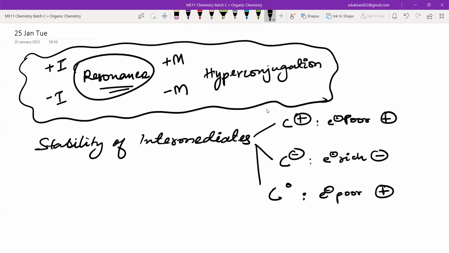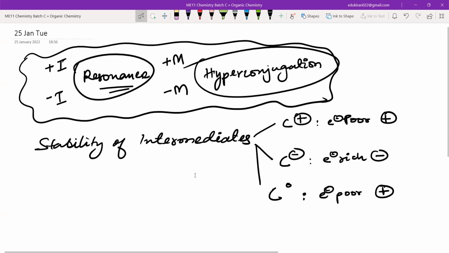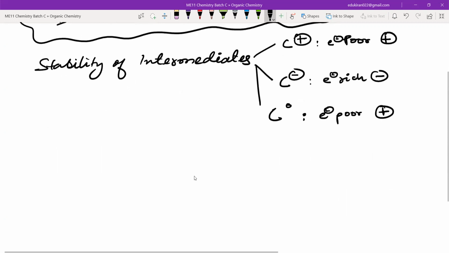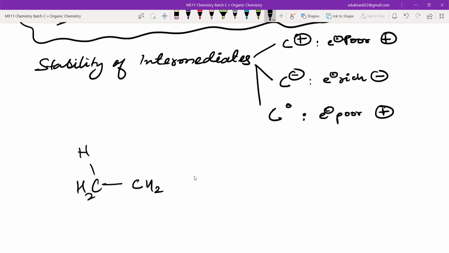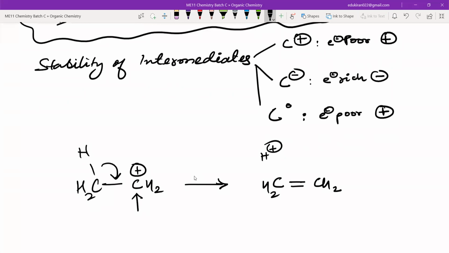But what about resonance and what about hyperconjugation? If I look at hyperconjugation, let's say it's like this. It is stabilizing. You can see that there is delocalization. This carbon is sometimes getting a neutral charge, it is removing its positive charge and getting neutral. Hence we can say that hyperconjugation will also stabilize the carbocation.